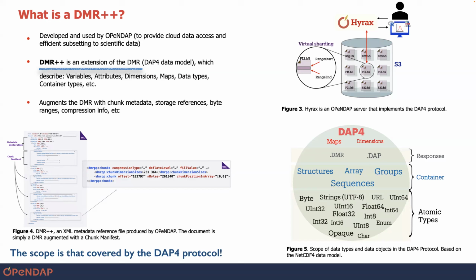There's an XML element called chunks. It gives you some attributes that tell you some things. There's another element called chunk dimension sizes. We'll talk about this in much more detail in a bit. Then there's some other data there. The scope of the data that can be described is the same as the scope that the DAP4 protocol can describe. In the lower right corner, we see atomic types, unsigned int64s and so on, containers, which include groups and arrays and structures, and then the responses: the metadata response, the DMR, and the data response.